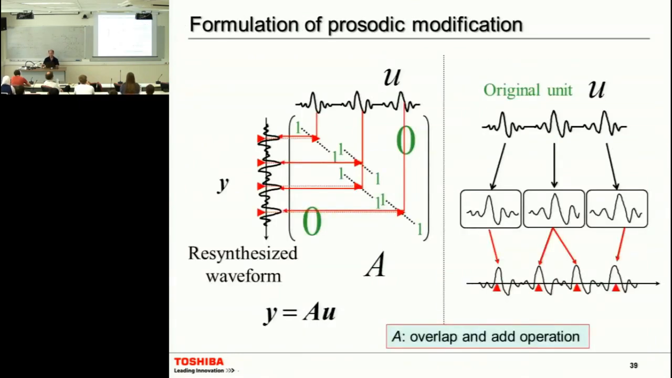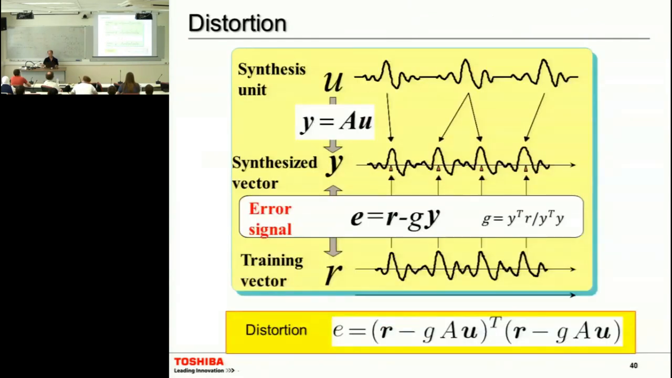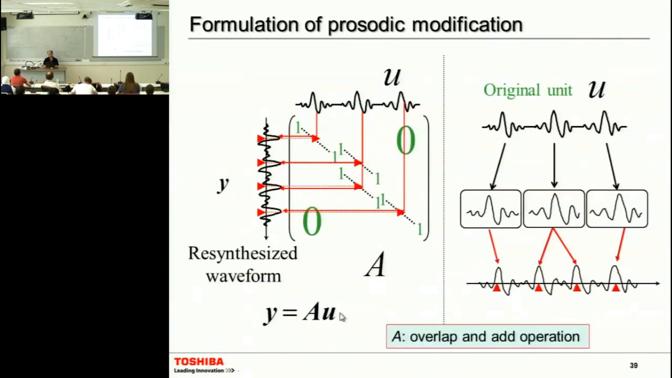And the next step is to formulate the prosodic modification. As I said, the prosodic modification is an overlap and add operation of separated pitch waveforms. So this process can be written as a matrix operation like this. This matrix shows the overlap and add operation. In this case, we use a rectangular window, but actually we use a Hamming window, so the coefficients of this matrix are different from a unit matrix. Anyway, we can write the overlap and add operation using matrix operation like this.